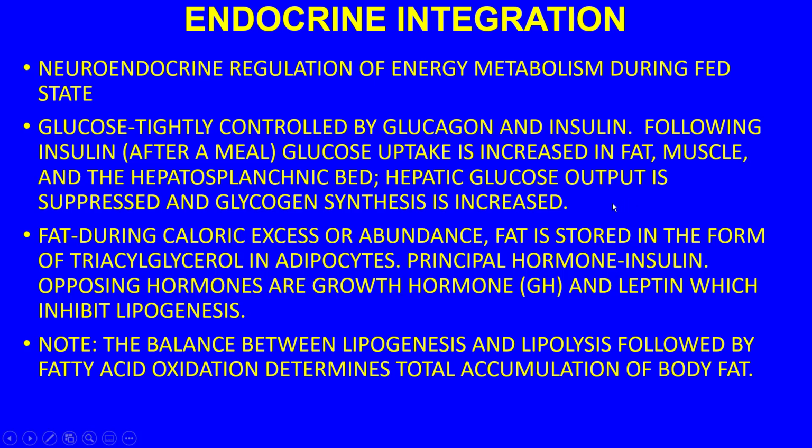Now for fat, during this caloric excess or abundance, fat is going to be stored in the form of triacylglycerol in adipocytes, fat cells. The principal hormone, though, is going to be insulin. Now, this is going to oppose hormones. Opposing hormones are growth hormone, GH, and leptin, which will inhibit lipogenesis. You also want to note that the balance between lipogenesis and lipolysis, followed by fatty acid oxidation, is determining the total accumulation of body fat. So what am I saying? Lipogenesis is the making of fat. Lipolysis and then oxidation of these fatty acids are freed up. Really, this balance determines whether or not we have an accumulation of body fat.